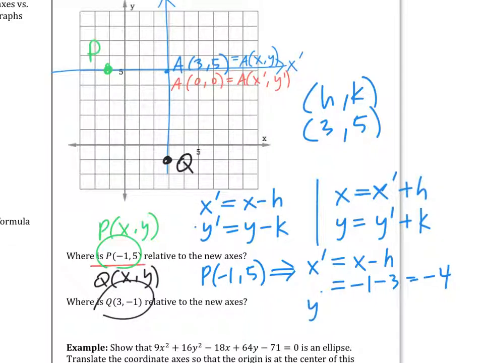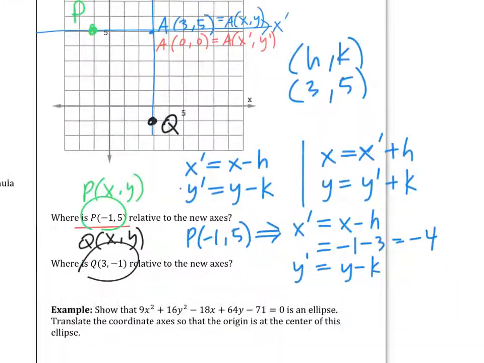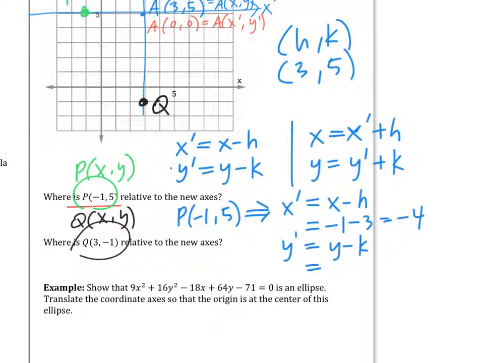All right, and then y prime. y prime is y minus k. So this point, negative 1, 5, one number is y, 5, and one number is k, 5. So 5 minus 5 is 0. Okay, so that means in the new coordinate system, my point should be negative 4, 0, which it is. So then my formulas are good.